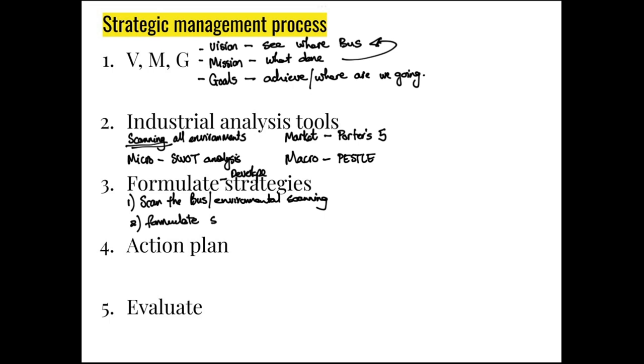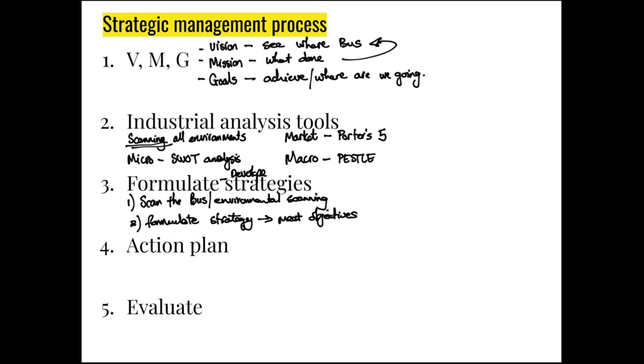the strategy in order to meet objectives. The objectives are the smaller steps. Remember when we started in grade 10, we had vision, mission, goals, and objectives. The objectives are smaller things the business can do to actually achieve the goals.